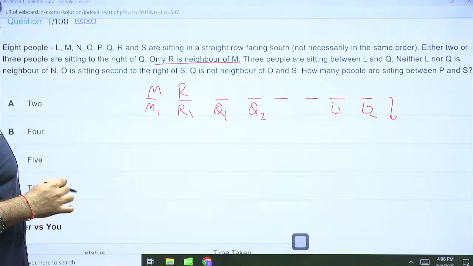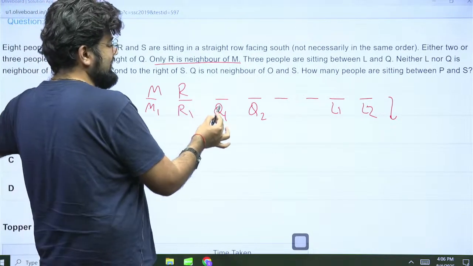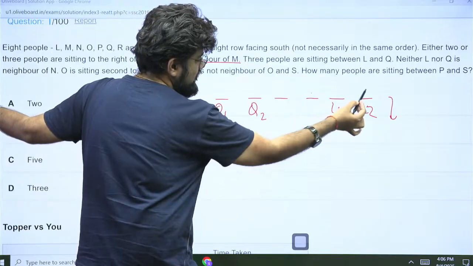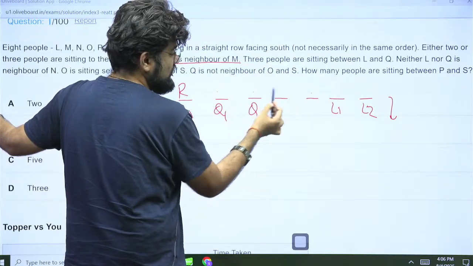Now, neither L nor Q is a neighbor of N. So, if I have Q1 here and L1 here, N cannot sit here, N cannot sit here. So, N1 will be here.